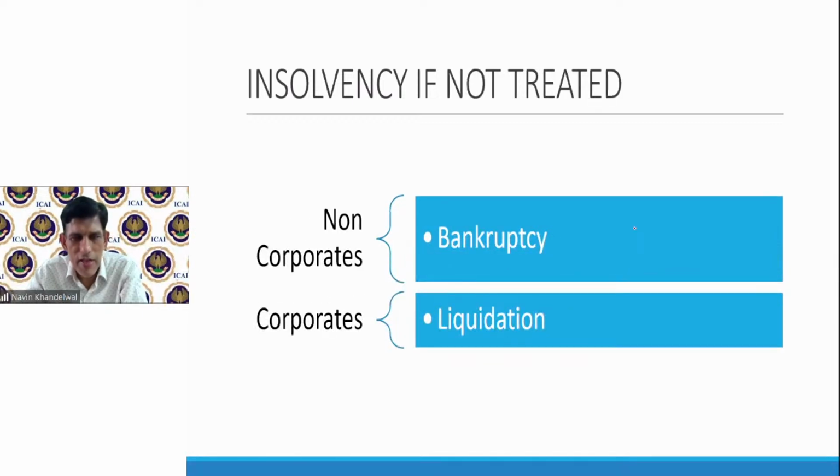So if insolvency is not treated, if they cannot come out with a resolution plan or a repayment plan, then it will lead to bankruptcy. Then we can say that person is bankrupt, or the company would be liquidated. And once it is liquidated, that means the company is closed down and the existence of the company is over. So bankruptcy and liquidation is a stage when insolvency could not be treated, when there is no resolution for that particular stage of insolvency. But if it is resolved, then there will be no need of bankruptcy or liquidation.